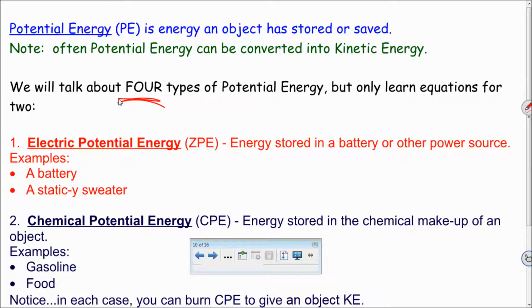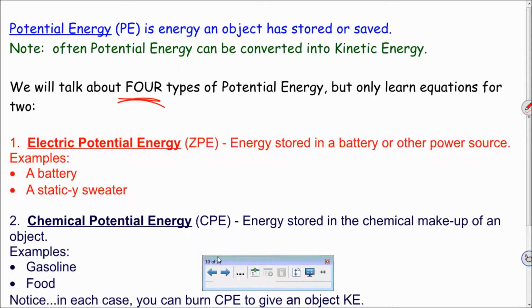So you can store energy in a battery, right? Okay. So for the purposes of this class, we are going to call that electric potential energy. I'm going to use the symbol ZPE for that. Z stands for zap. You'll see in a minute why I didn't use an E. So electric potential energy is energy that's stored in something like a battery or some other sort of power source. So examples would be, like I said, a battery. If you rub a balloon on your hair, you store up energy in the charge on the balloon or in your hair. So those are other forms of energy.